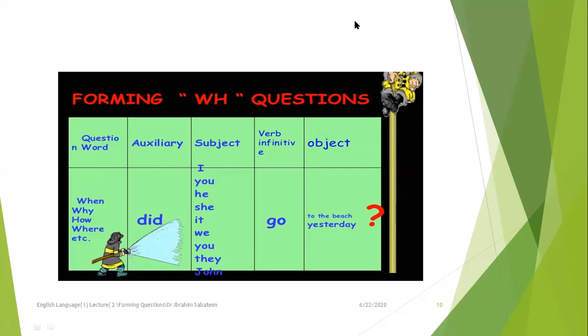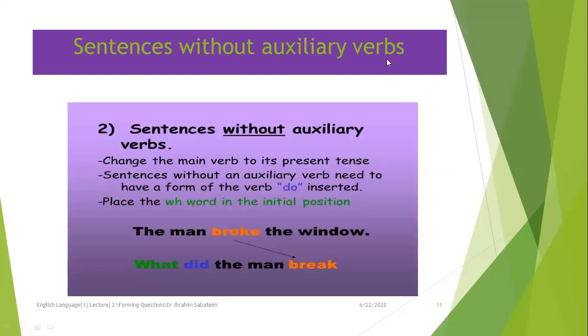Let's move to another slide. Okay. We talked about this. حكينا عن هذا السلايد كمان مرة نذكر فيهم.